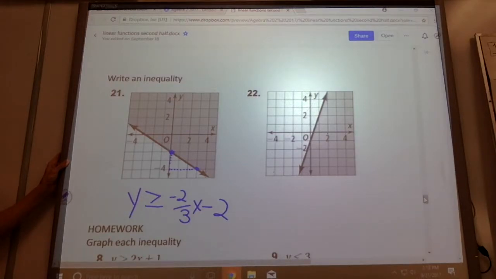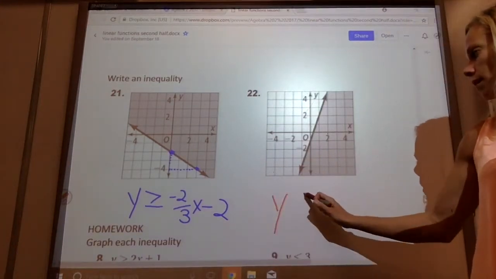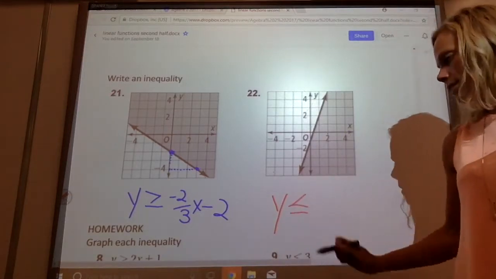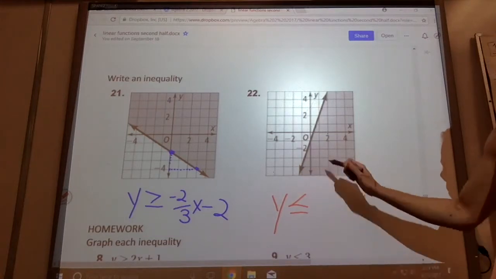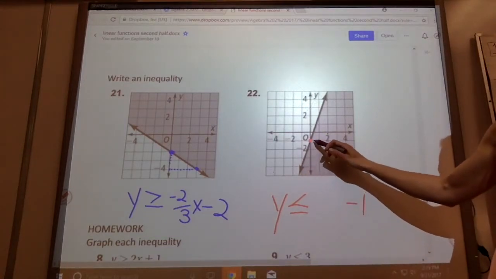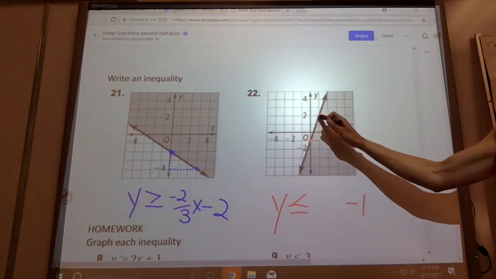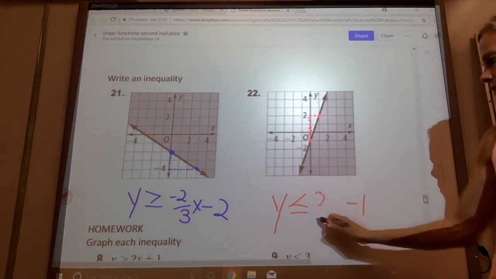Can we try the next one up? All right, what'd you get? Hopefully you did less than or equal to. That's not less than. Less than or equal to, right? And I had a -1, good. And then another point would have been there. So up 3 over 1. So 3x.